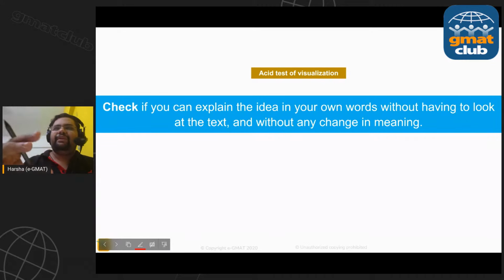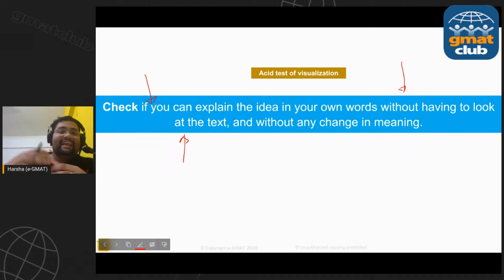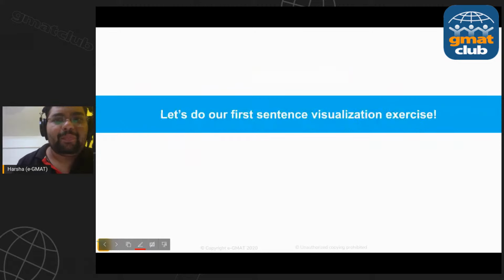If I can explain the idea communicated by that sentence in my own words without any distortion in the meaning, that means it's in my head. If I have to explain it to my friend, I can explain it. If you're able to do this, you've truly visualized it. The more you're able to do this, the stronger your understanding of the argument, the stronger your answer choice analysis, everything improves. And we're going to see how even in the questions that you've seen here, these are the small things that will help you.